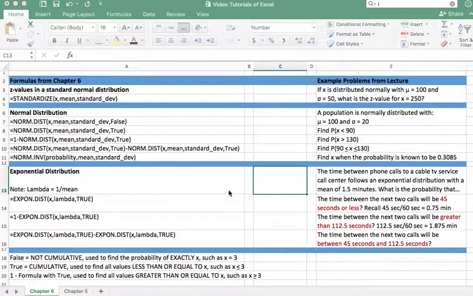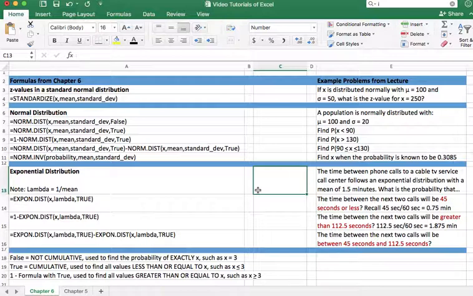This video will demonstrate how to use the exponential distribution formula in Excel. So recall our example problem where the time between phone calls to a cable TV service call center follows an exponential distribution with a mean of 1.5 minutes. So we're going to find the probability of a few scenarios below.